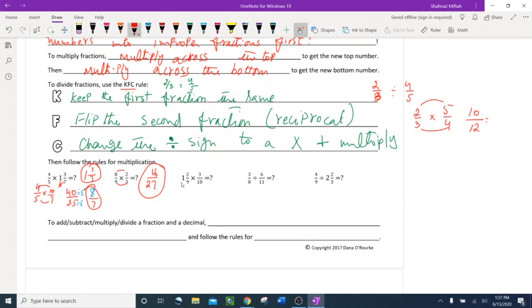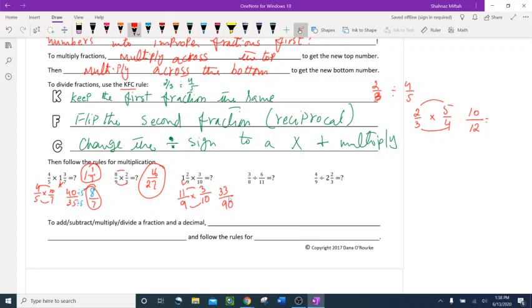This one, I have to change to an improper fraction, and then we go and multiply. So 9 times 1 is going to give me 9. 9 plus 2 is 11, so 11/9 times 3 over 10. Straight across, multiply. 3 times 11 is going to give me 33. 9 times 10 is going to give me 90.